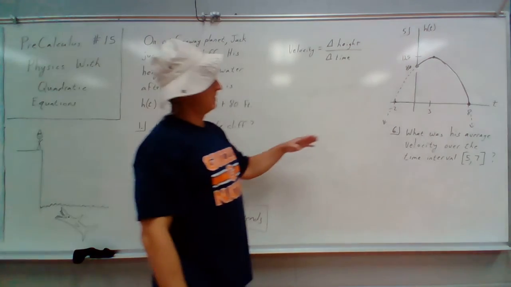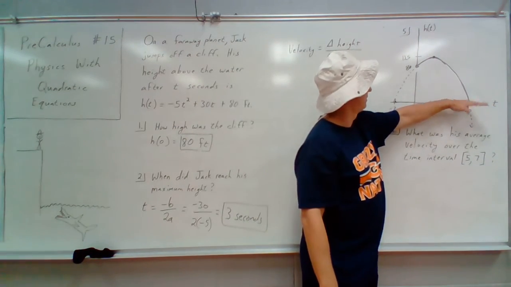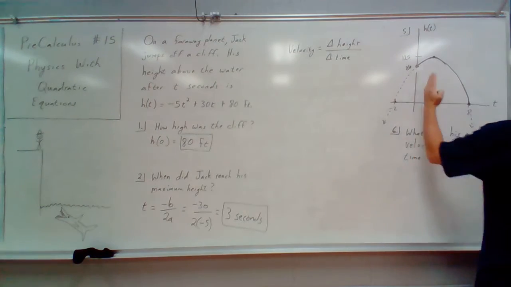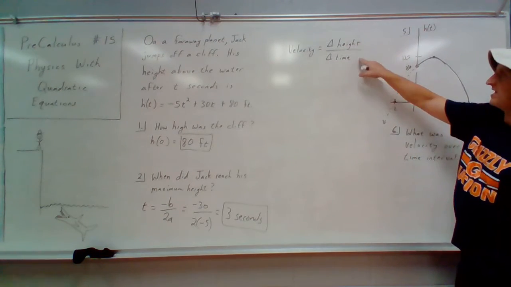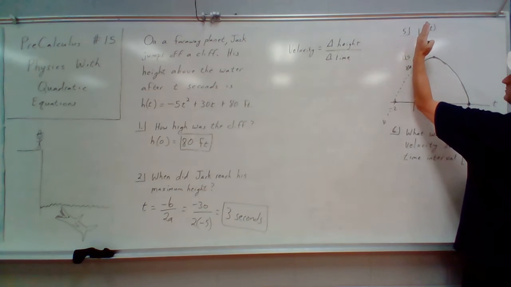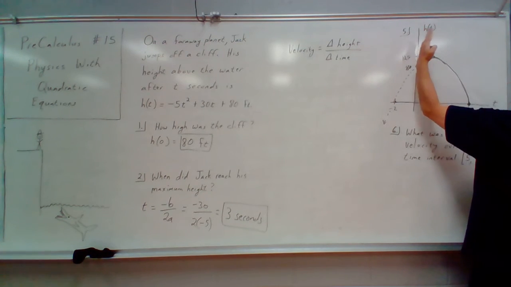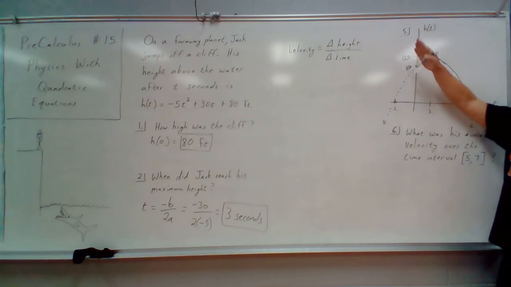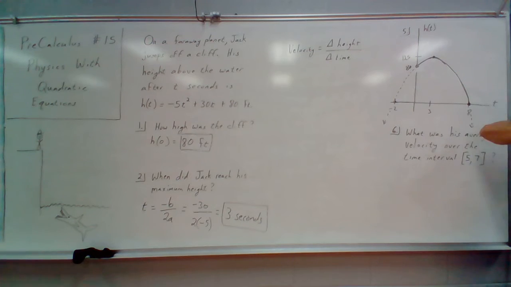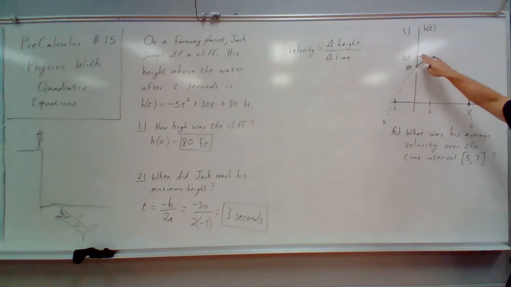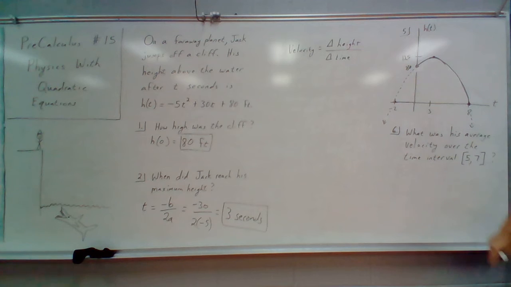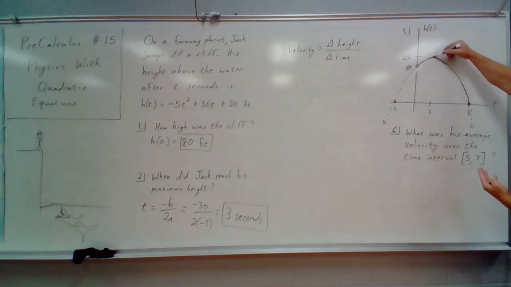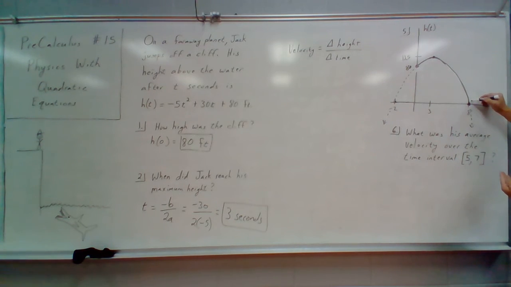On this graph, we have time on the horizontal axis, height on the vertical axis. So if velocity is the change in height over the change in time, that's the change in y over the change in x. The change in y over the change in x is just the slope. So what we're really wanting here is the slope of this curve, of this graph. Notice that the slope changes over time. The slope gets steeper and steeper as we go down like this.